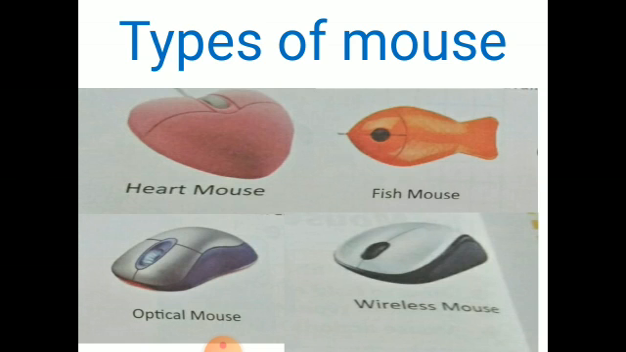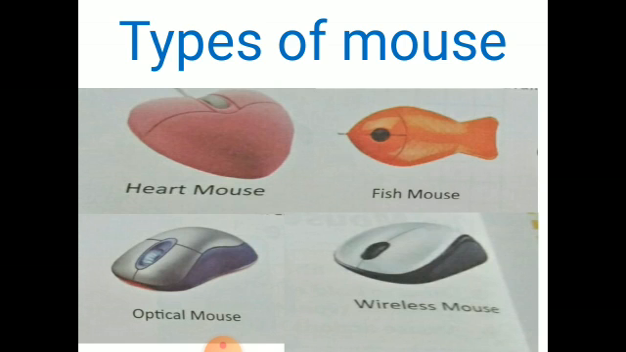And the next one is optical mouse. Optical mouse is nowadays a very important type of mouse used with a modern computer. It has no ball inside it. It works on light and sensor technology. When you use an optical mouse, you will see a red light on the base of the optical mouse. This is the main function of this mouse, so that you can easily recognize that it is an optical mouse.